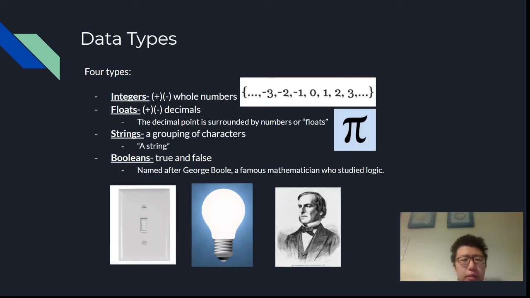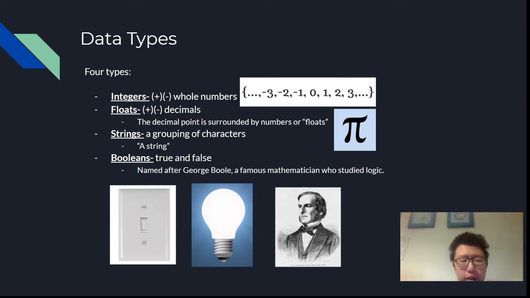There are 4 different types of data types: integers, floats, strings, and booleans. Integers are your positive and negative whole numbers. Floats are your positive and negative decimals. Floats are called floats because the decimal point is surrounded by numbers, or is wrapped around by numbers. So the decimal point floats.